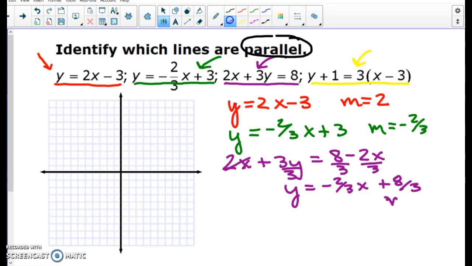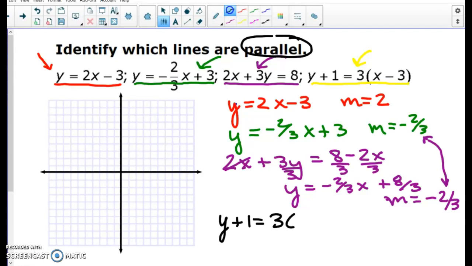And now we can see the purple line has a slope of -2/3. Well, so did the green line. So we know those guys are going to be parallel. And then we're going to take a look at the yellow line. It is in point slope, but we're not going to write it in yellow because that's hard to see. We have y plus 1 is equal to 3 times x minus 3.